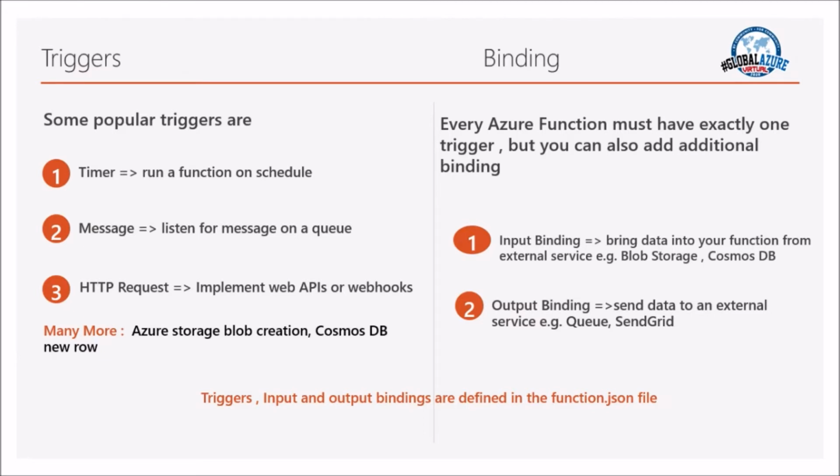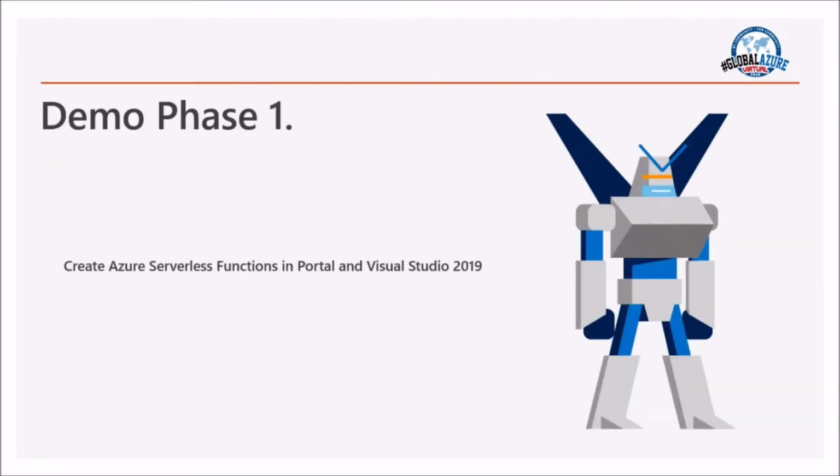Moving on, the trigger, input and output bindings are defined in a function.json file. We will talk about this function.json file in a demo, where we will get a view of a trigger and then output binding things. So let's move on. Demo phase 1: creating a serverless function in the portal and Visual Studio 2019.